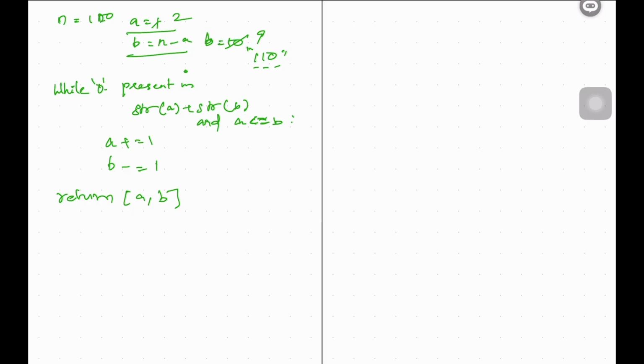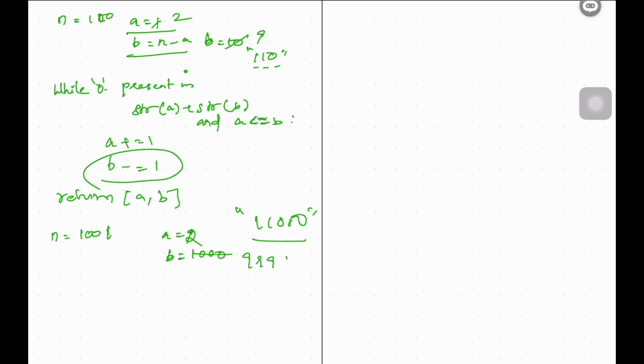Then let's take an example of n equals 1001. Now a equals 1, b equals 1000, right? Now the string is 1 1000 and we see 3 zeros. So now our a will become 2 and our b, minus equals 1, will become 999. Now we don't have any zeros, so it will return. Like this, this is the exact approach that we have used to solve the question.